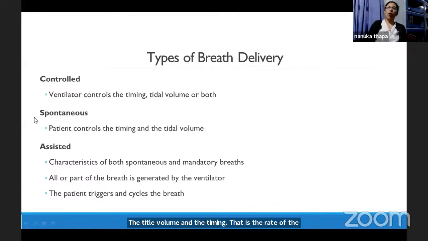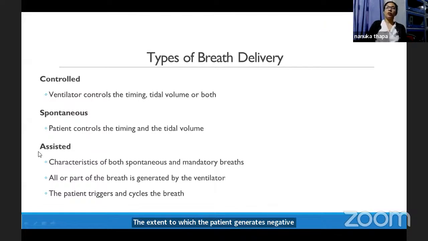The second, on the opposite spectrum, is the spontaneous mode, where the patient controls the timing, that is the rate of the breathing, and the patient can also control the tidal volume. The extent to which the patient generates negative intrathoracic pressure by taking a spontaneous breath will determine the amount of tidal volume delivered by the ventilator.